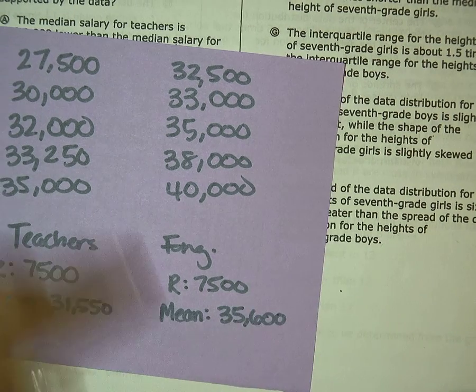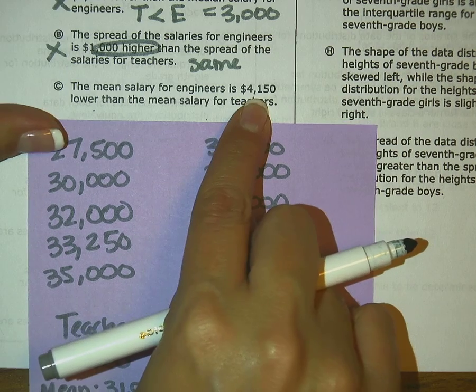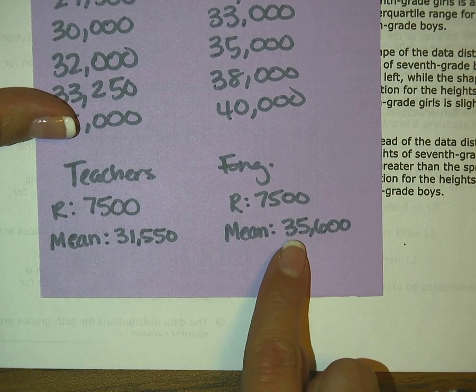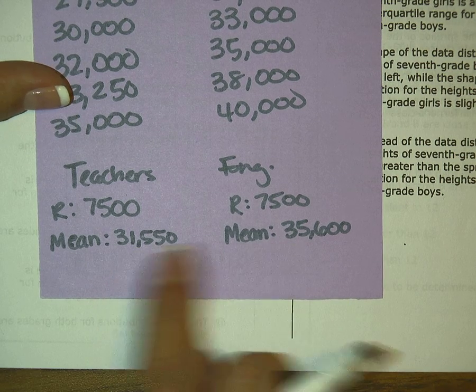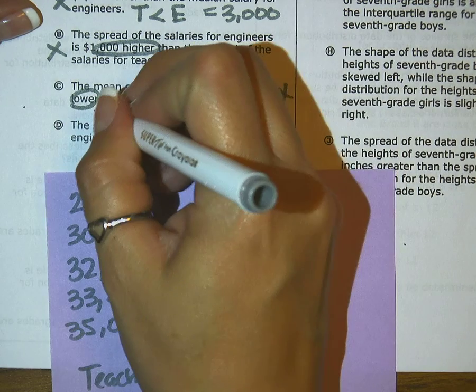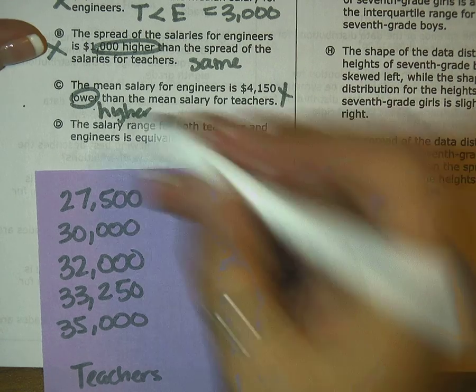35,600. Now back to the question. It says the mean salary for engineers is $4,150 lower. Well, first off, is it lower? No, because this is 35,600 and this is 31,550. So I don't even have to do the subtraction because it's not lower, it's actually higher pay than the teachers. So that's not the right answer.